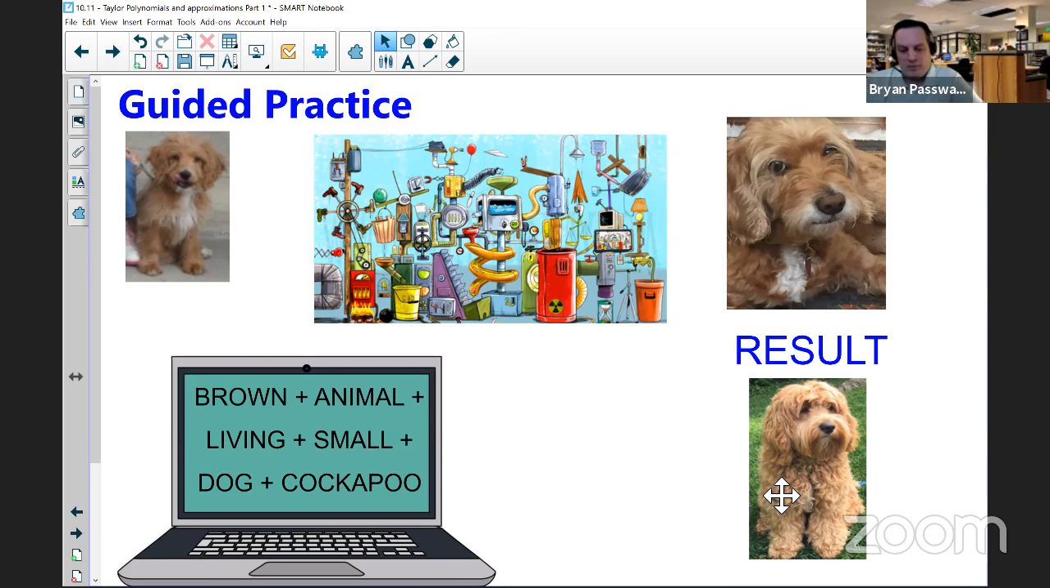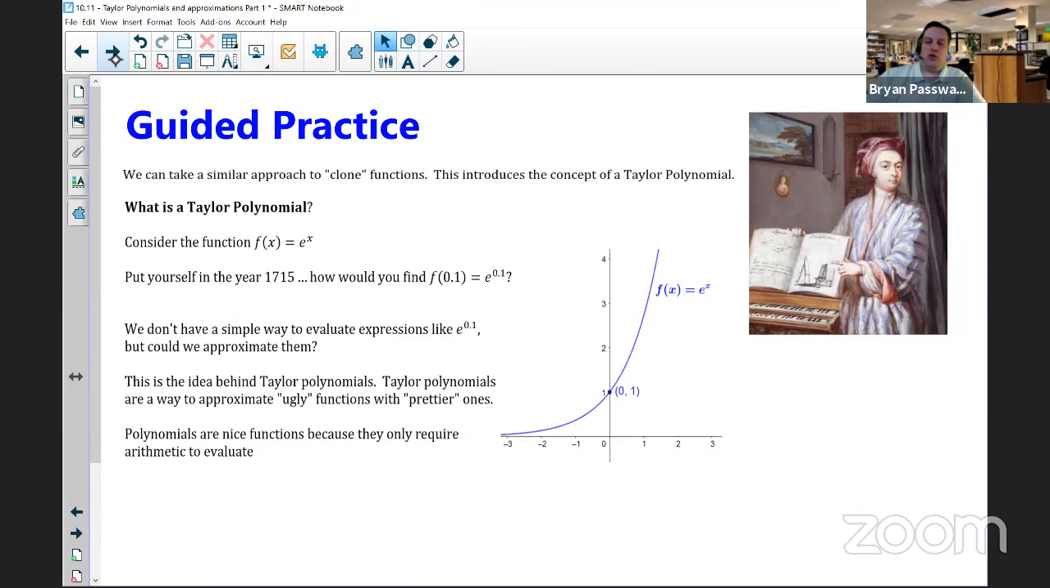This dog on the bottom is probably a little bit better bred, in terms of they probably give it a bath every day. Buddy probably could use a bath, but he's not getting one every day. But it's a better idea. So this is the idea behind Taylor polynomials. We can take a similar approach to clone functions.